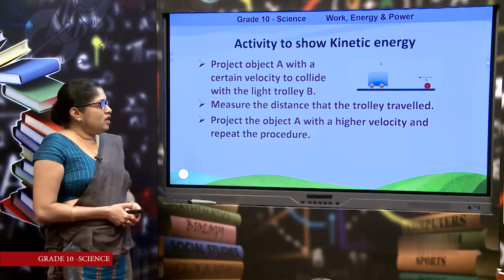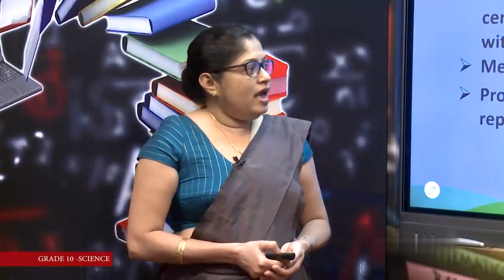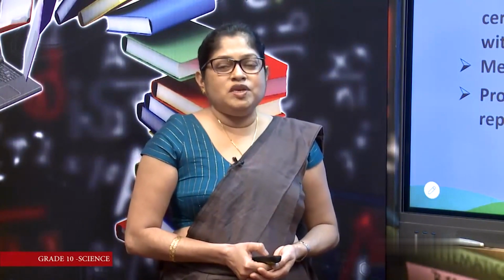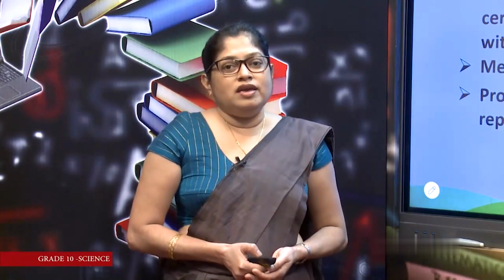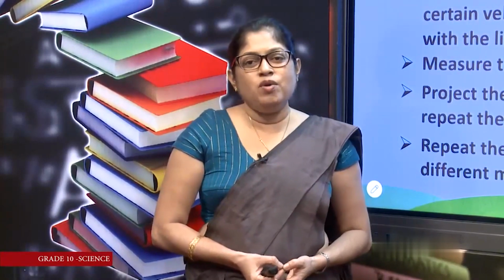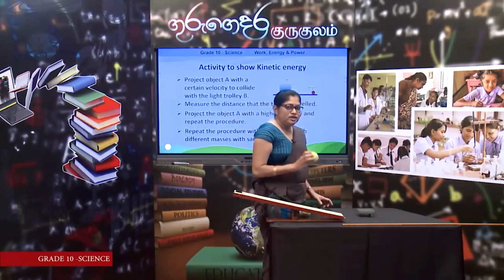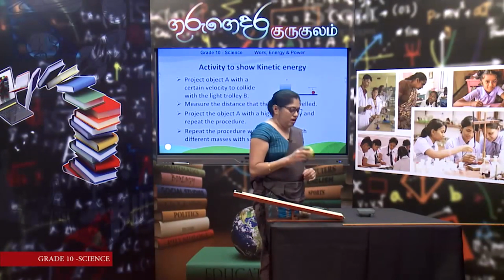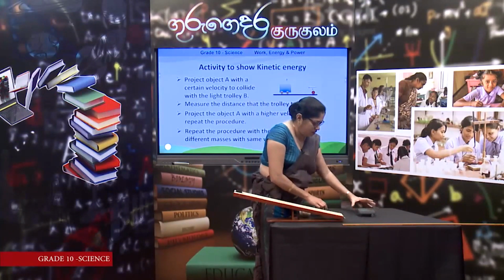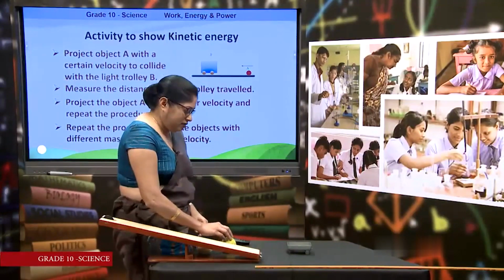So, at last you get different objects with different masses instead of A and project them towards light trolley. Again measure the distance travelled by the trolley in each instance. Let us do this activity to learn more about it. Now, this is the object A I am going to use. This is the light trolley. Now, I am going to project this object towards light trolley.